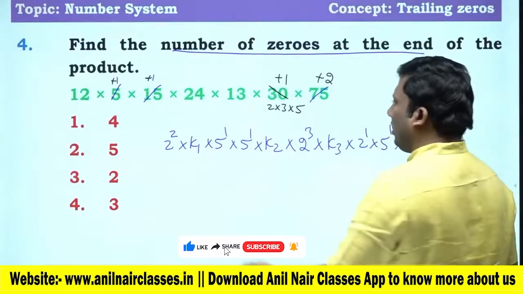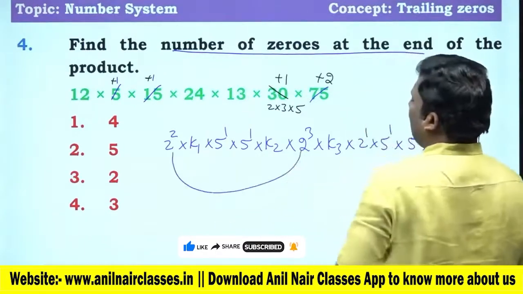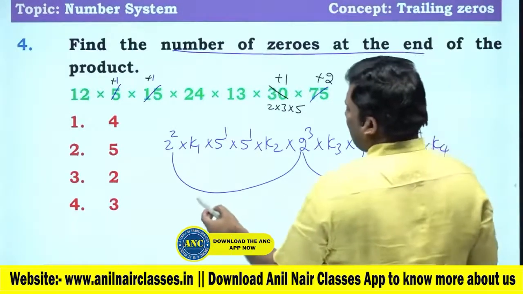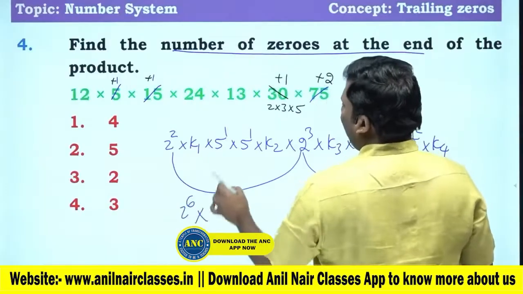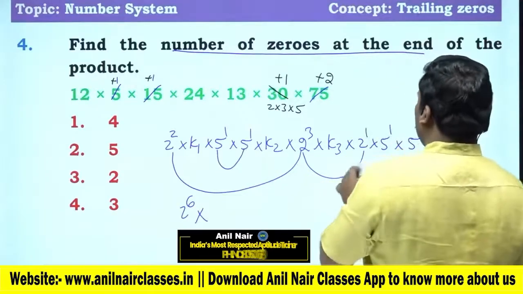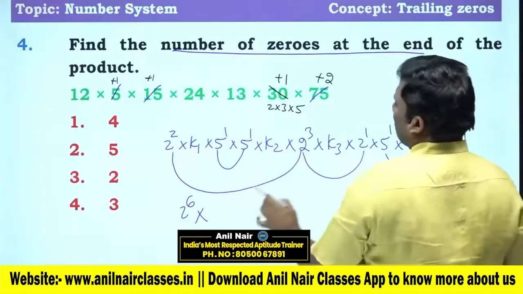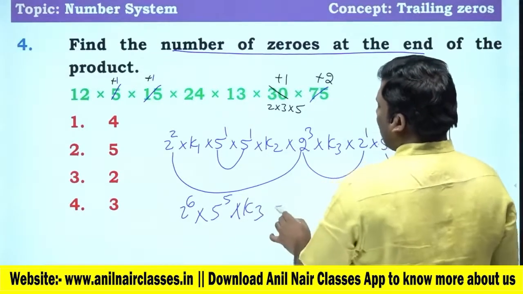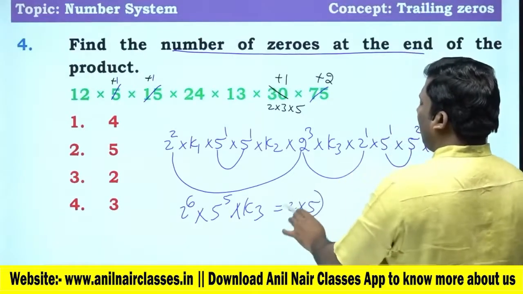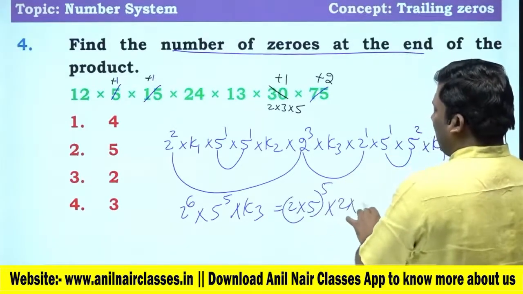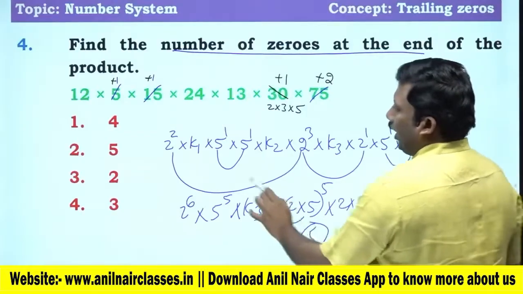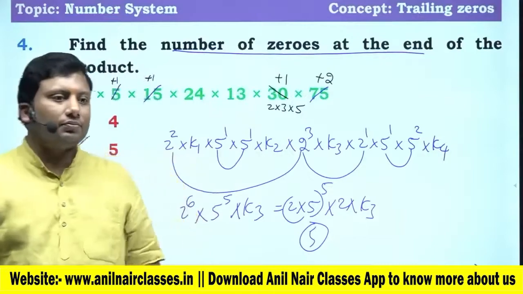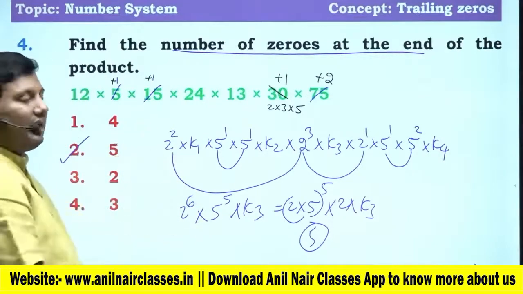Powers of 2, how many did I get? Here 2, here it is there, here 3. 2 plus 3, 5. 5 plus 1, 6. I got 6 for 2. For 5 it is 1 plus 1, 2. 2 plus 2, 4. 4 plus 1, 5. So it is 5 power 5 into K3. So answer is 2 power 6 into 5 power 5 into K3. Answer is 5. I hope the idea it is clear.